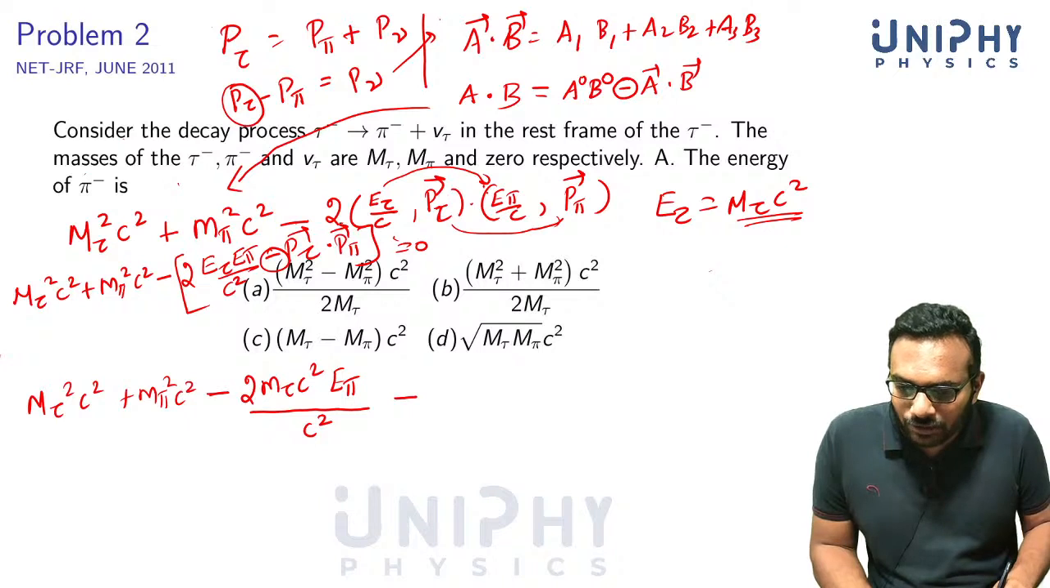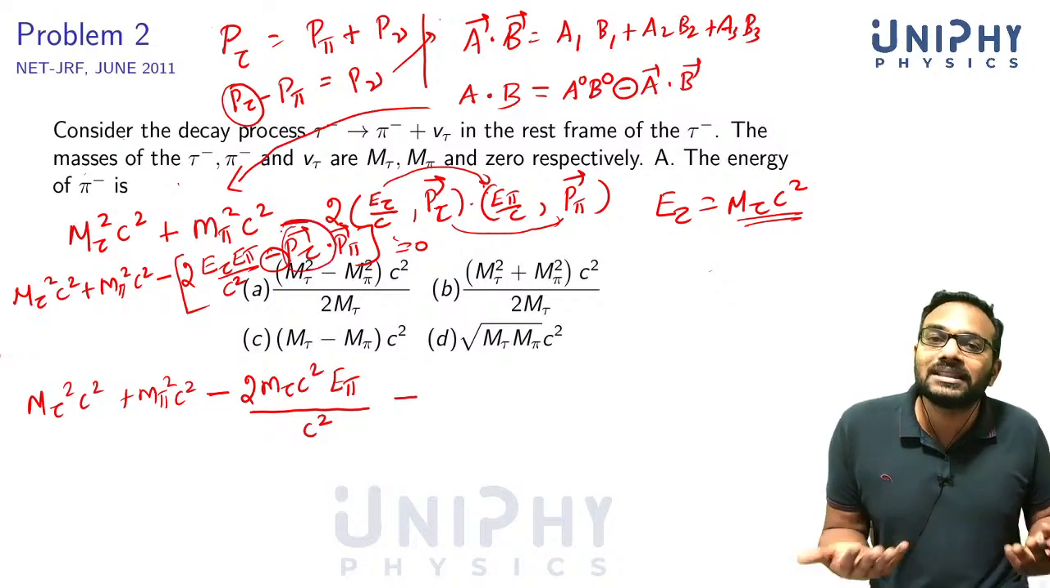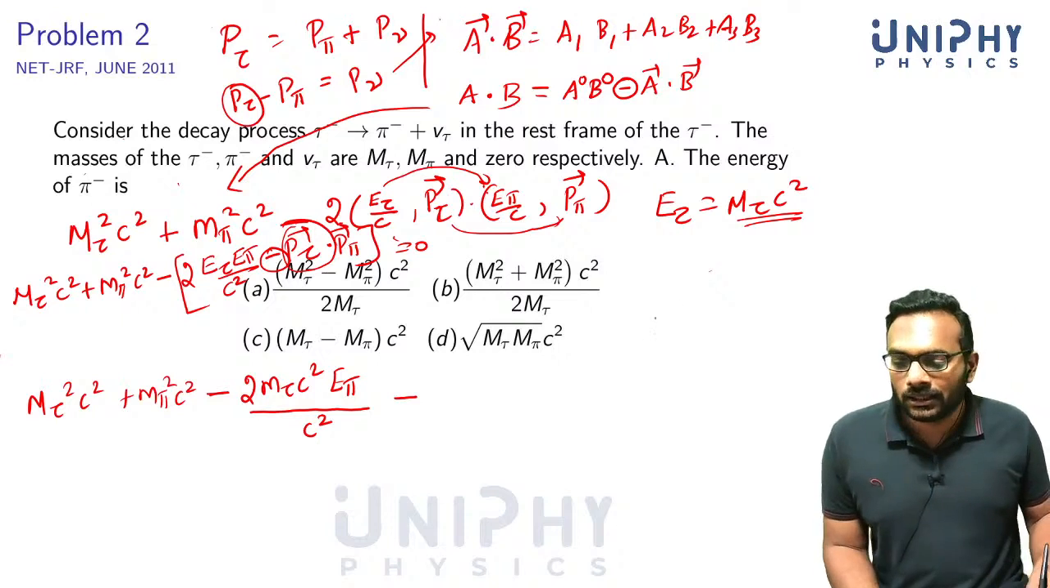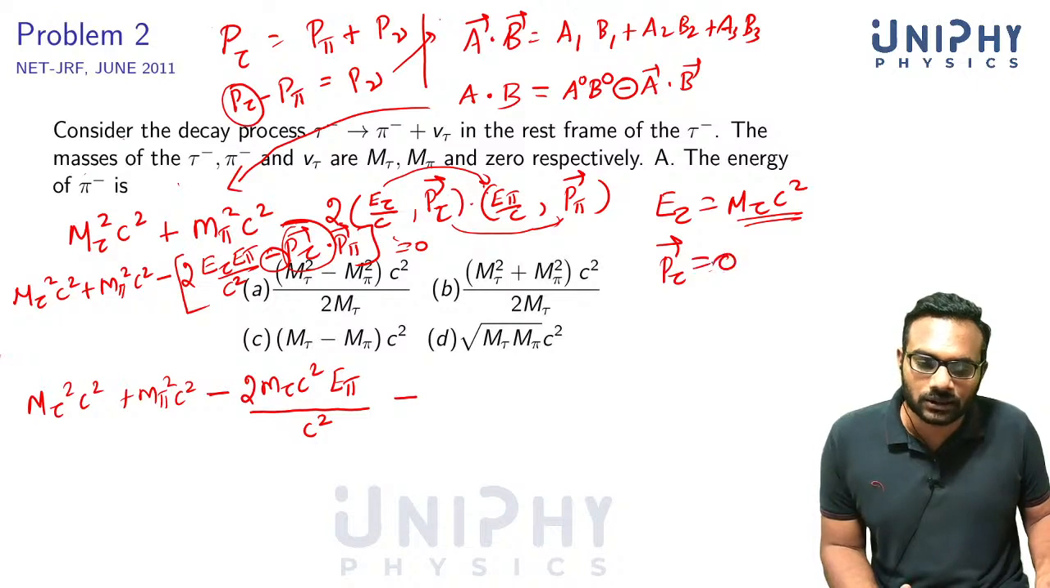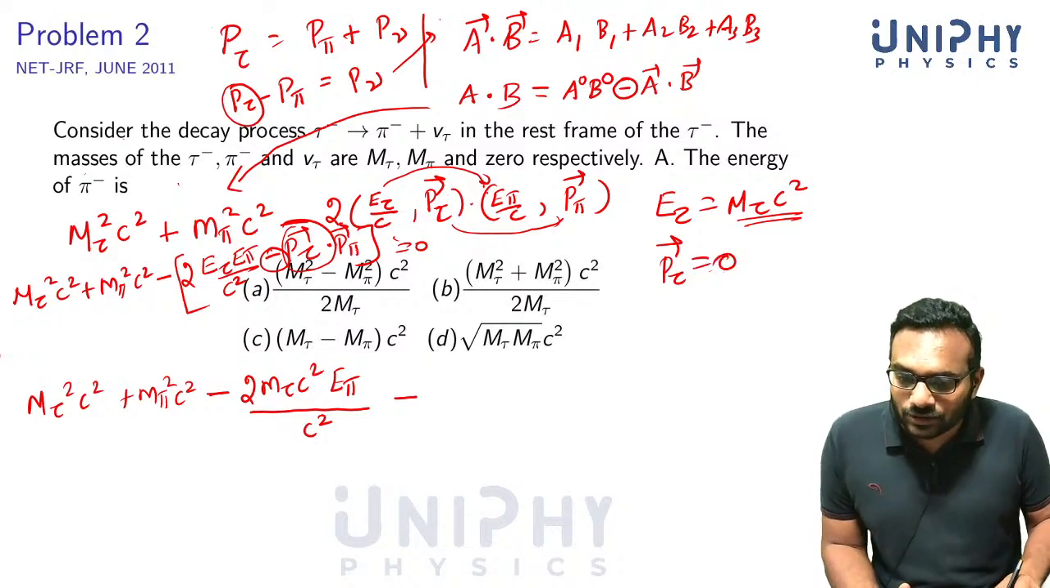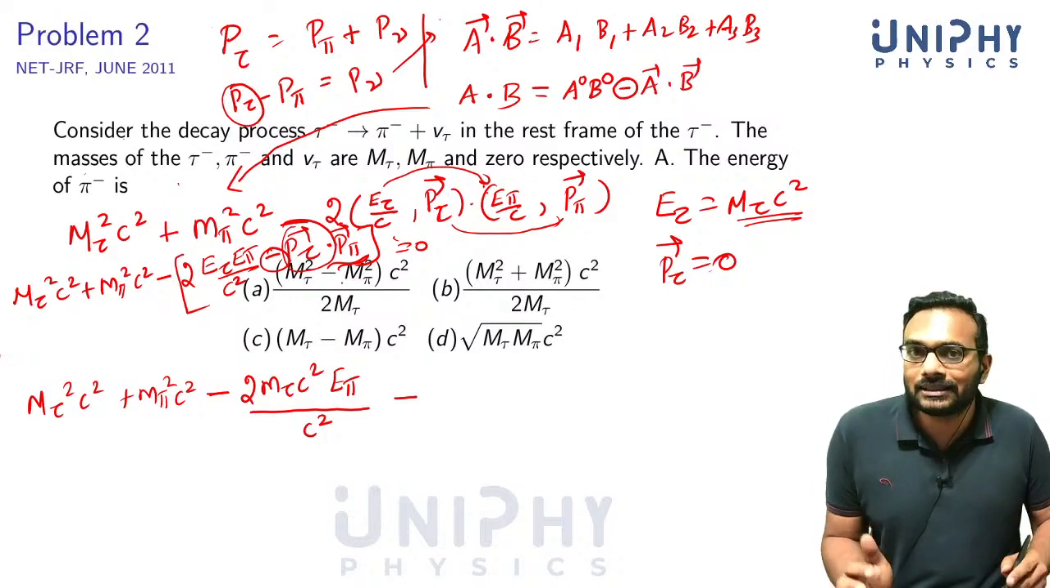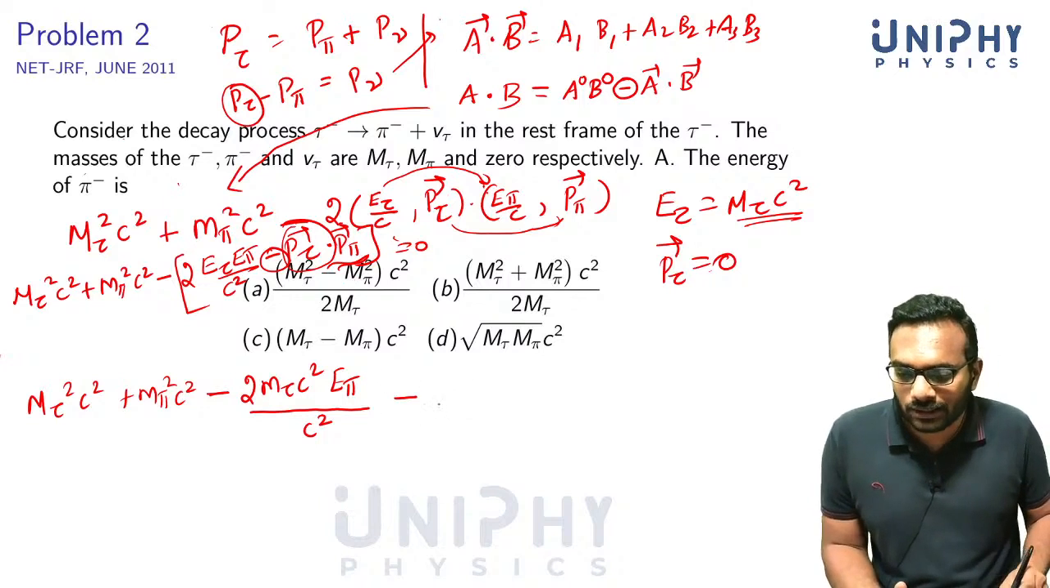We are again making use of the fact that the tau particle is at rest, which means its free momentum is 0, it's at rest. So we are making use of the fact that p tau vector is equal to 0. Right? So by taking this combination, we have easily eliminated p vector pi in this single equation. All right, so this is equal to 0.